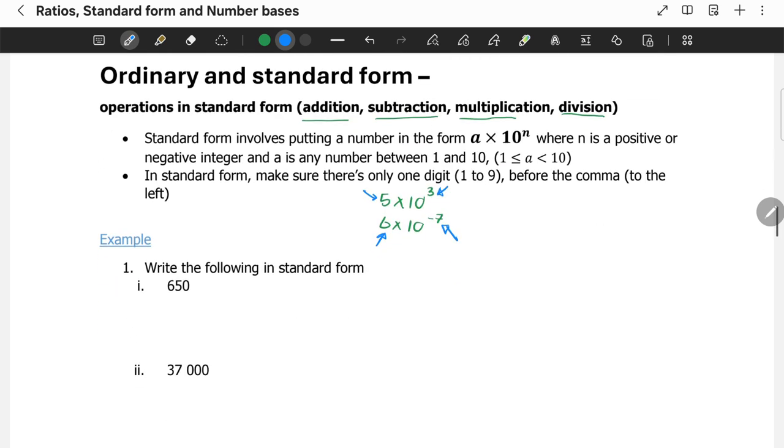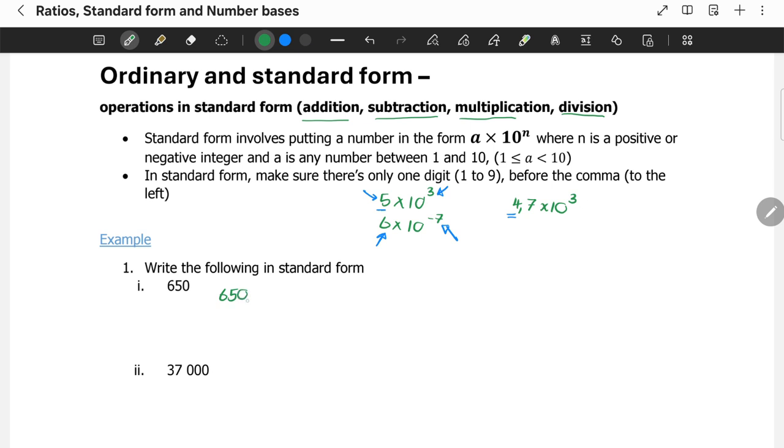So let's start with a refresher on how to write numbers in standard form. We have 650. You have to make sure that there's only one digit before the comma. For example, if I had written 4.7 times 10 to the power 3, you see how there's only one digit, which is the 4, before the comma. So make sure that there is only one digit before the comma, to the left of the number. So on 650, we have 650.